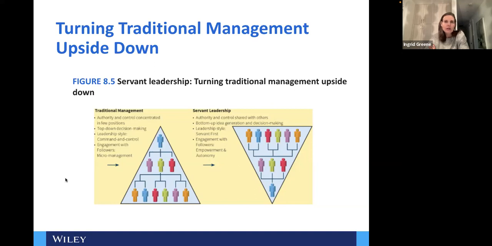He has authority and control shared with the others, bottom up generation and decision making, engagement with followers, empowerment and autonomy. So I'd say about 10 years ago, a lot of my colleagues were posting on LinkedIn that they were here to serve.